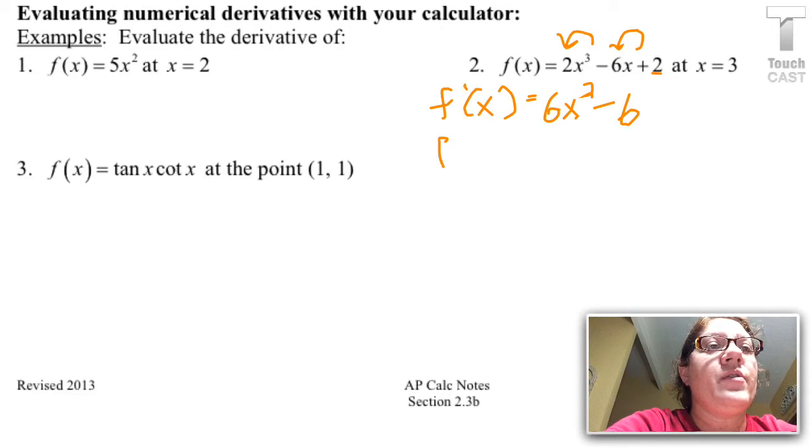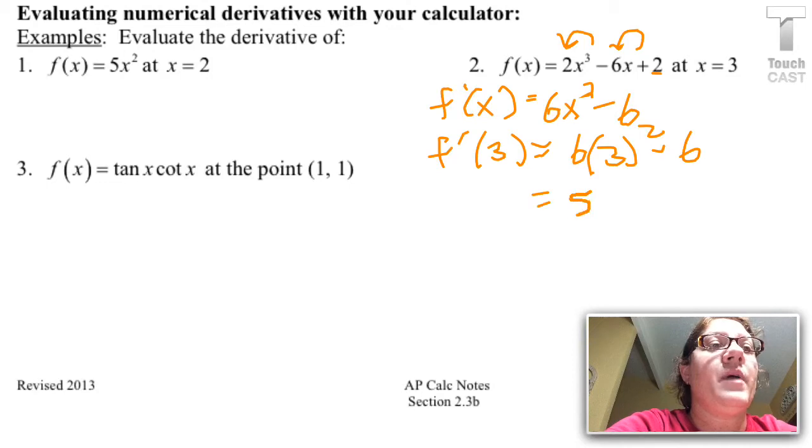And then I'm supposed to find the slope when x is 3. So I'll just plug in the 3. Hopefully I can do the math okay. So that's going to give me 6 times 9, which is 54, minus 6, which is 48. Pretty steep slope.